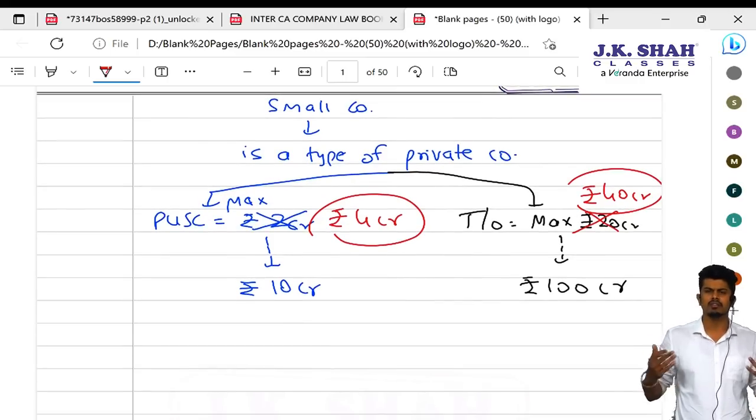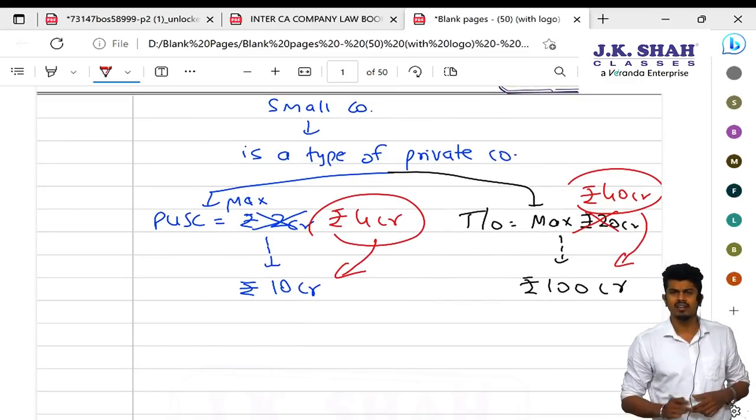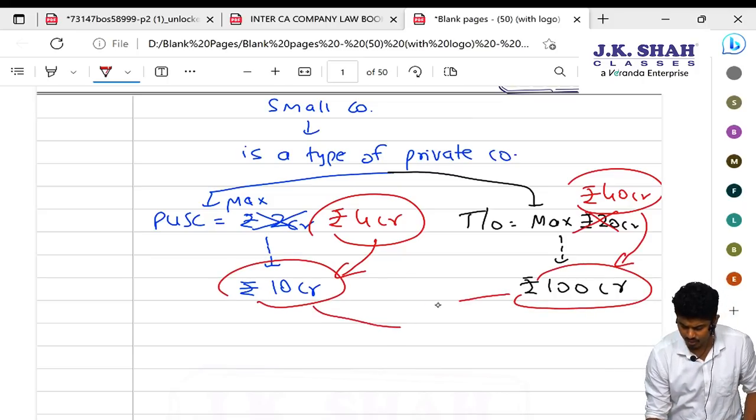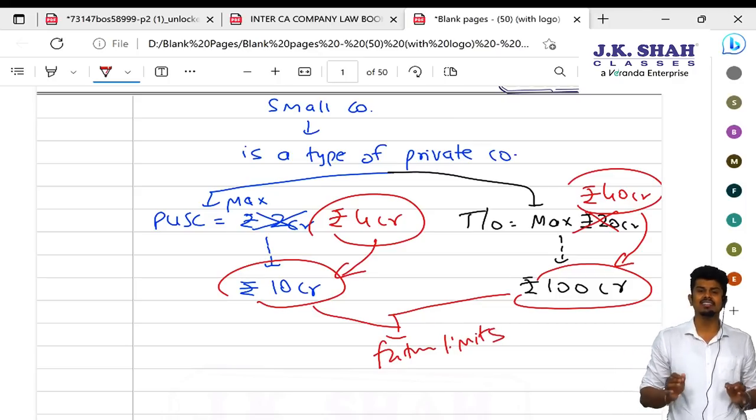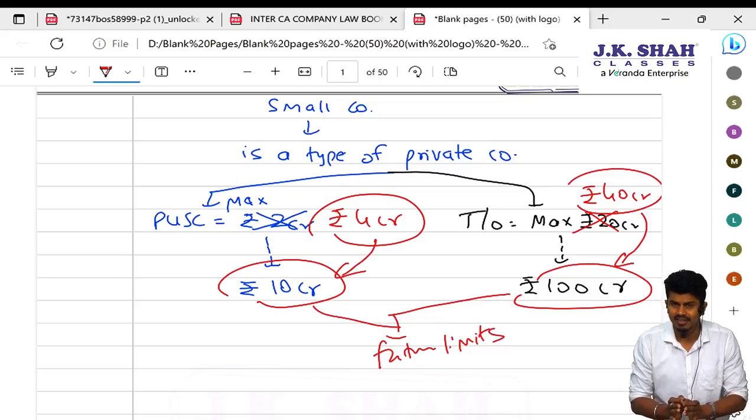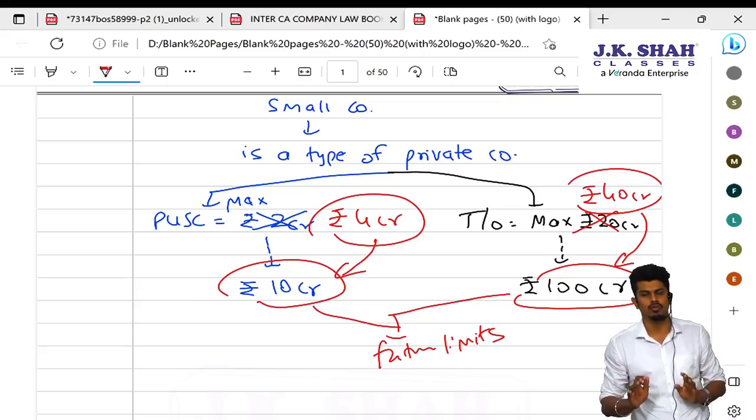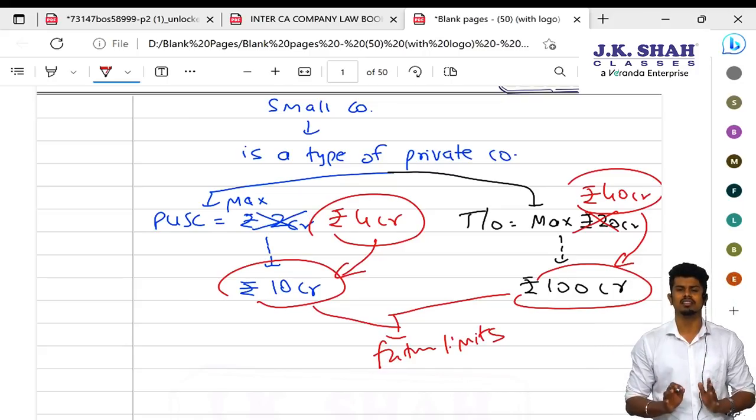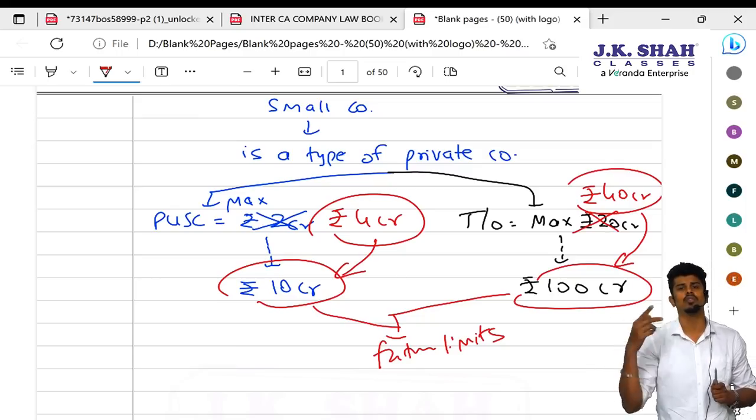However, if the government wants, they can increase the limit from 4 crore to 10 crore or 40 crore to 100 crore. But this 10 crore and 100 crore are not present limits. They are future limits which the government has not yet notified. That means for a small company, the limit is 4 crore and 40 crore. I repeat once again, the limit is 4 crore and 40 crore. Please do not create confusion in this. They have just replaced 2 crore with 4 crore and 20 crore with 40 crore.